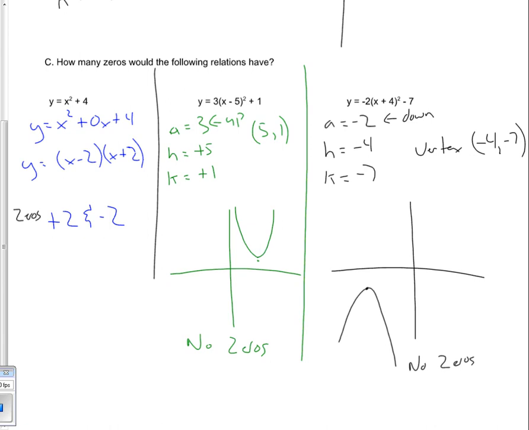So that's just something to be aware of as you're going through. You're going to get situations from time to time where you actually have no zeros, and that's not necessarily a bad thing. It just means that that particular parabola does not cross the x-axis at any point.